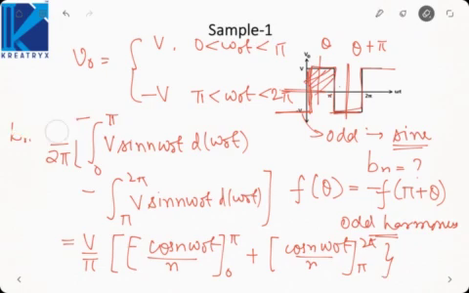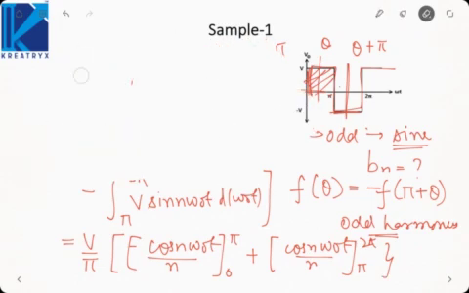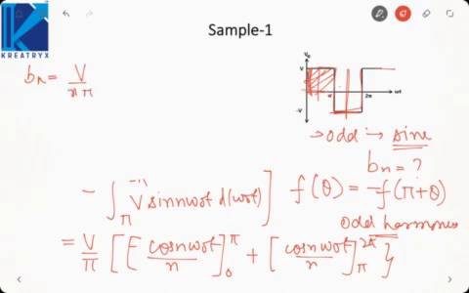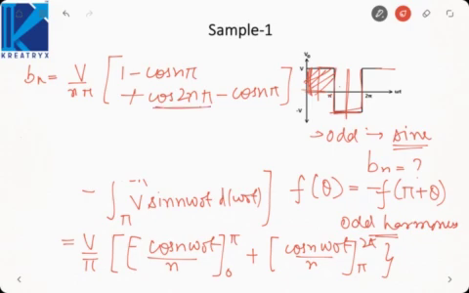Now if we substitute the limits, so this will be, let me take out n common, V by n pi, then 1 minus, because cos of n0 is 1, plus minus cos n pi. Now cos 2n pi, that is cos 2 pi, 4 pi, 6 pi will be 1.